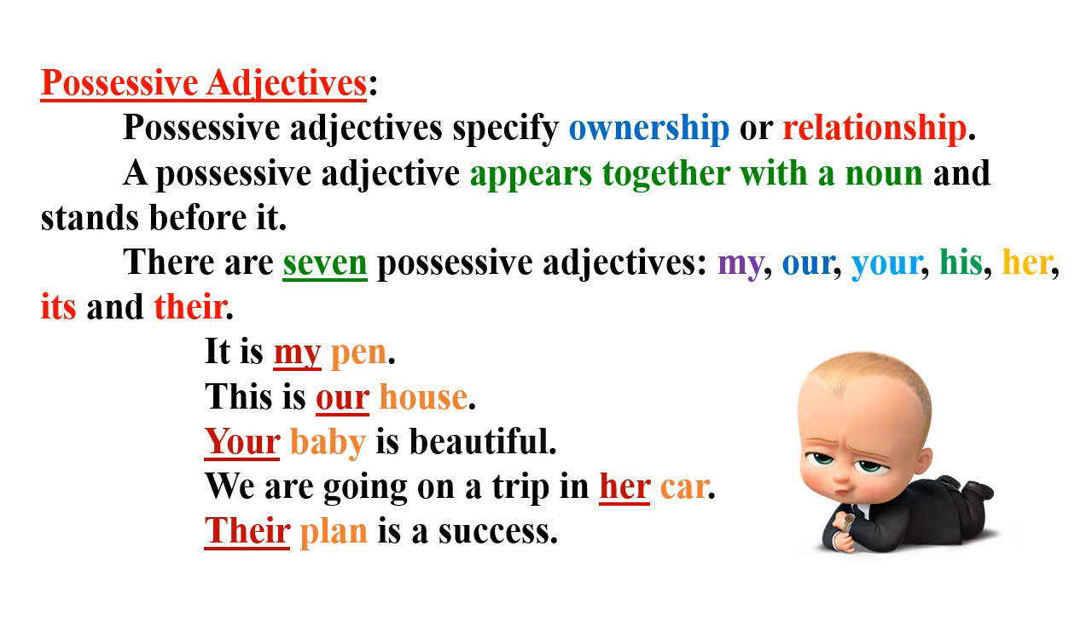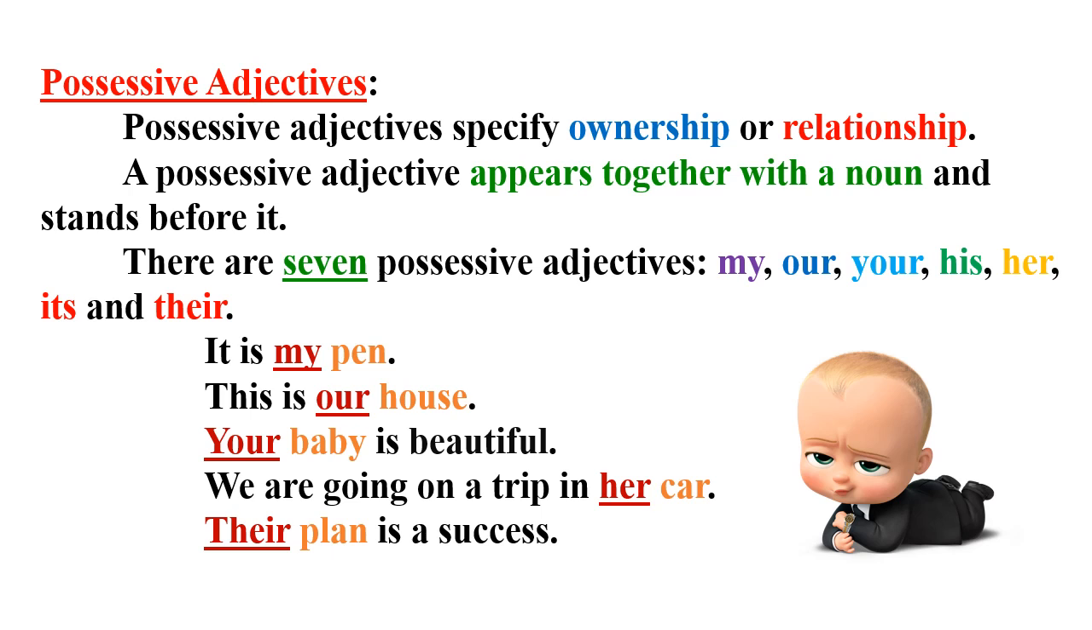Your baby is beautiful. Here, your baby shows relationship. We are going on a trip in her car. The noun in the sentence is car and the possessive adjective her appears right before the noun car to show ownership. It helps us understand that the car belongs to her.